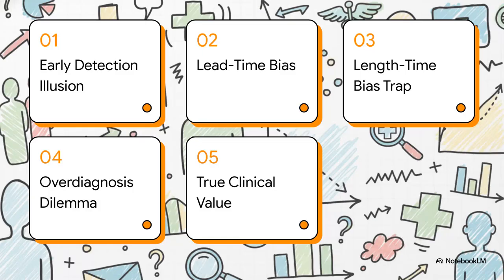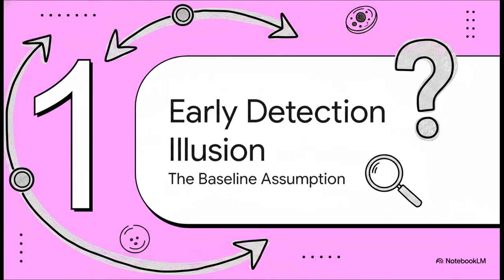Here's our roadmap for solving the statistical mystery. First, the early detection illusion, then understanding lead time bias, followed by the length time bias trap, the overdiagnosis dilemma, and finally, proving true clinical value. All right, part 1, the early detection illusion.